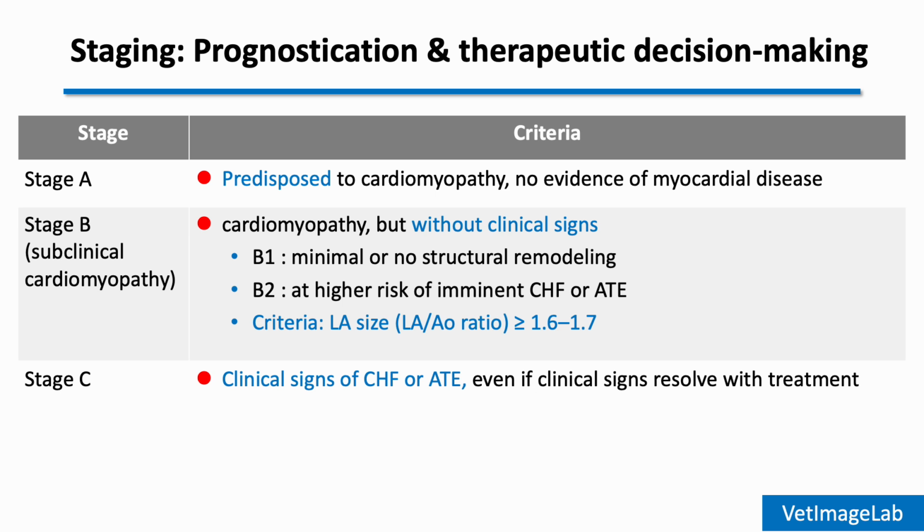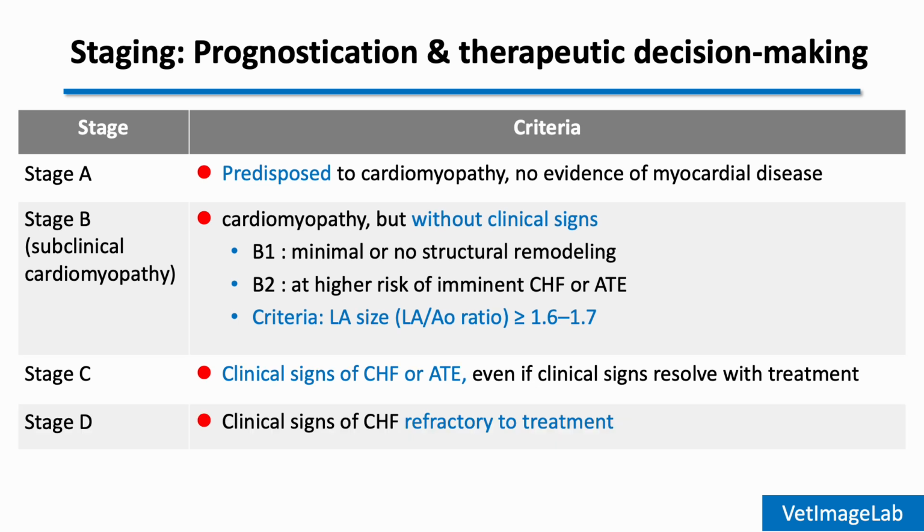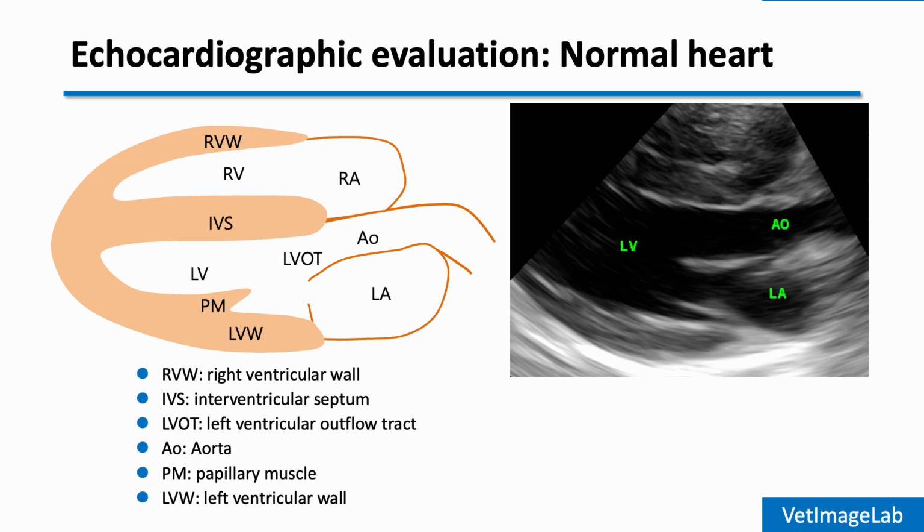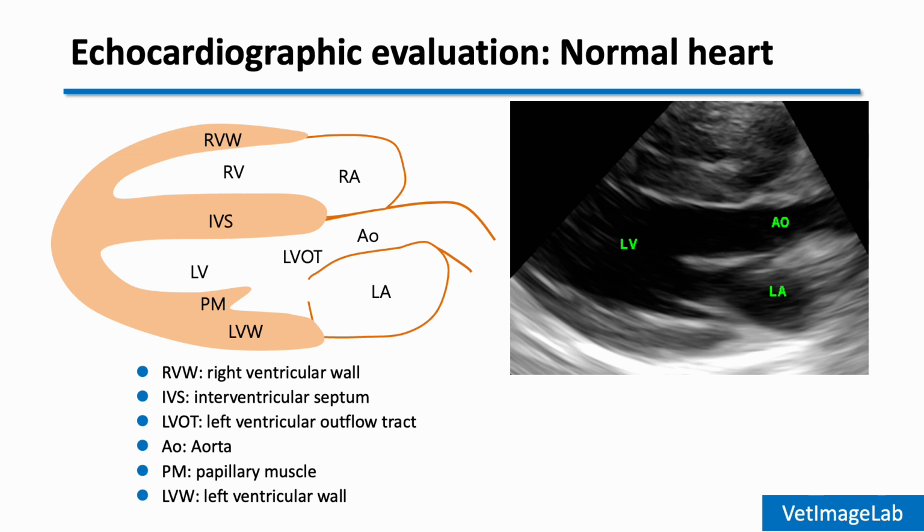Stage C includes cats that have developed clinical signs of congestive heart failure or arterial thromboembolism. It applies both to cats currently showing signs and to those who have been treated and are now stable. Finally, Stage D includes cats with congestive heart failure that no longer responds to treatment. This staging system is important not only for predicting prognosis, but also for deciding when to start treatment. Before we discuss how these stages guide treatment decisions, we will first talk about the echocardiographic features we need to evaluate in cats with HCM. Let's first review the normal echocardiographic anatomy.